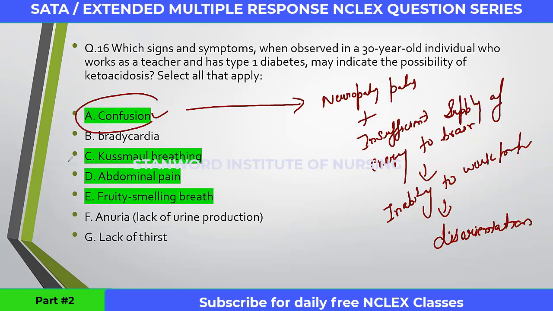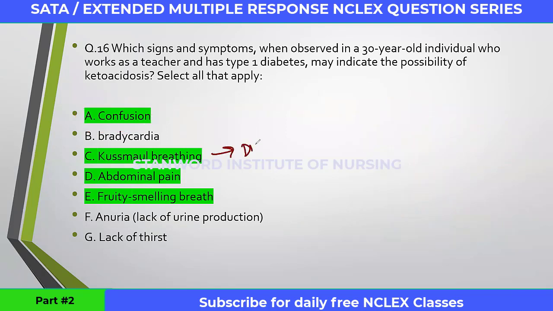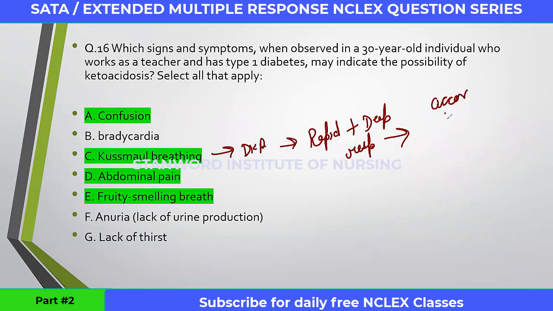Okay. Next option is Kussmaul breathing. I have explained you about Kussmaul breathing. It is the main characteristic of diabetic ketoacidosis in which the patient will breathe with rapid and deep respirations, and it occurs for compensation of metabolic acidosis. So C will also be the right option.